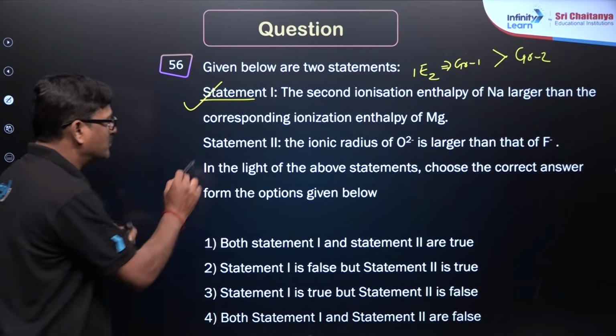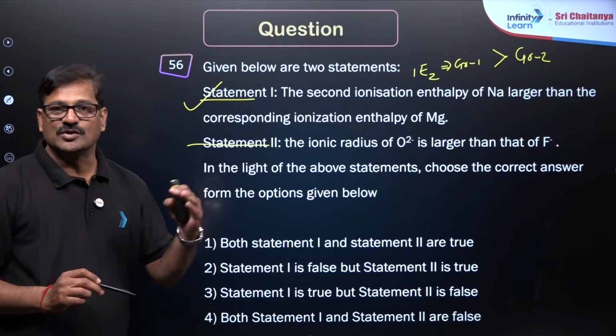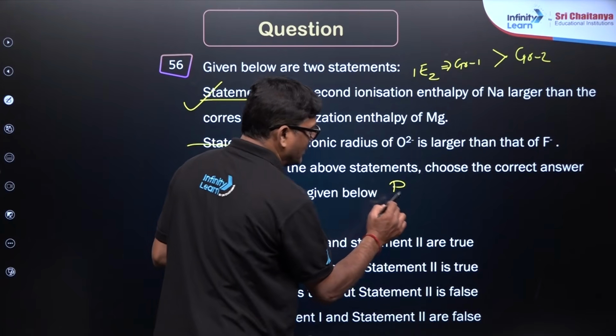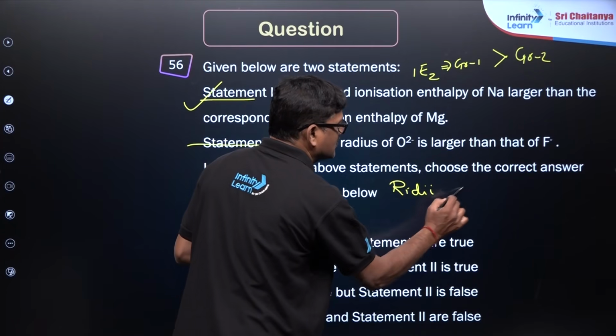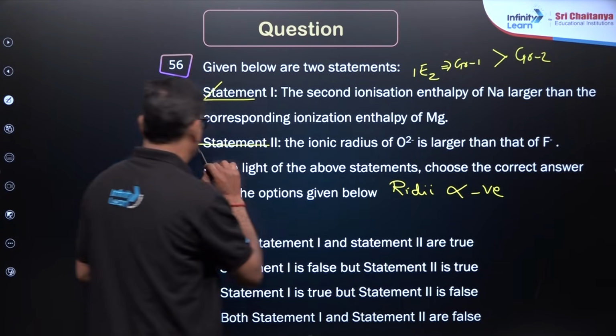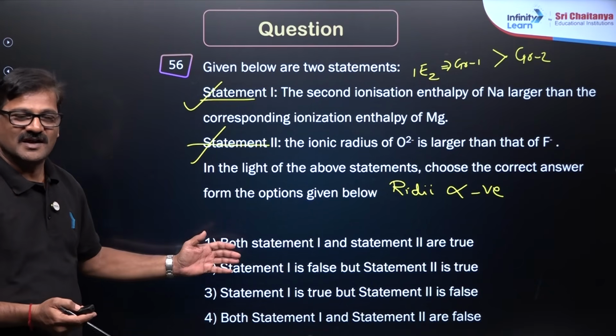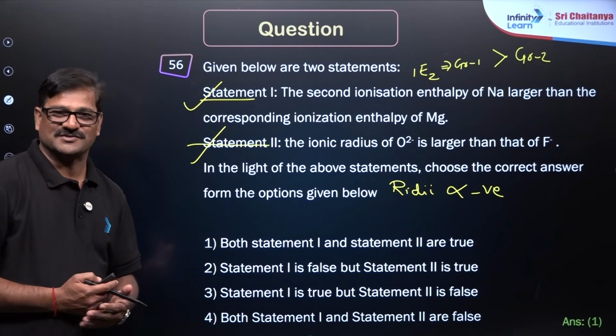And statement 2, the ionic radius of O2- is always larger than F-. So the radius is directly proportional to the negative charge. Therefore, statement 2 is also correct. So for this question, option 1 is the correct answer.